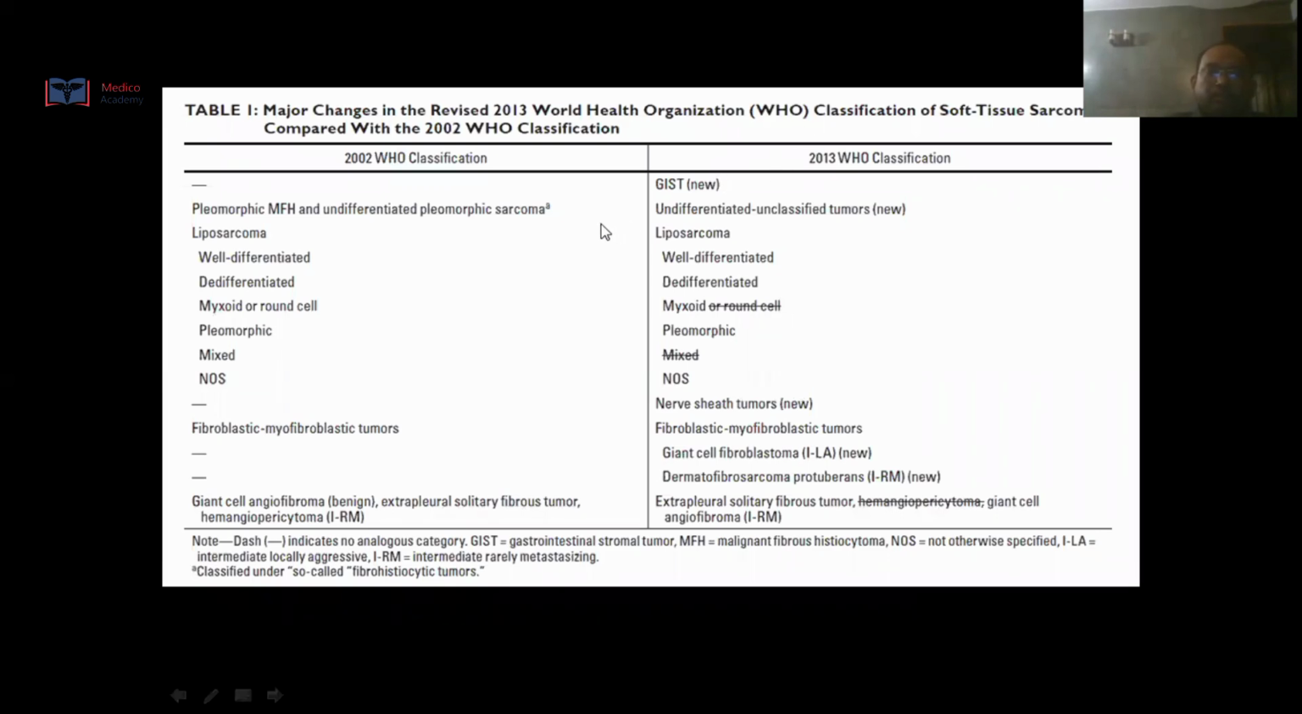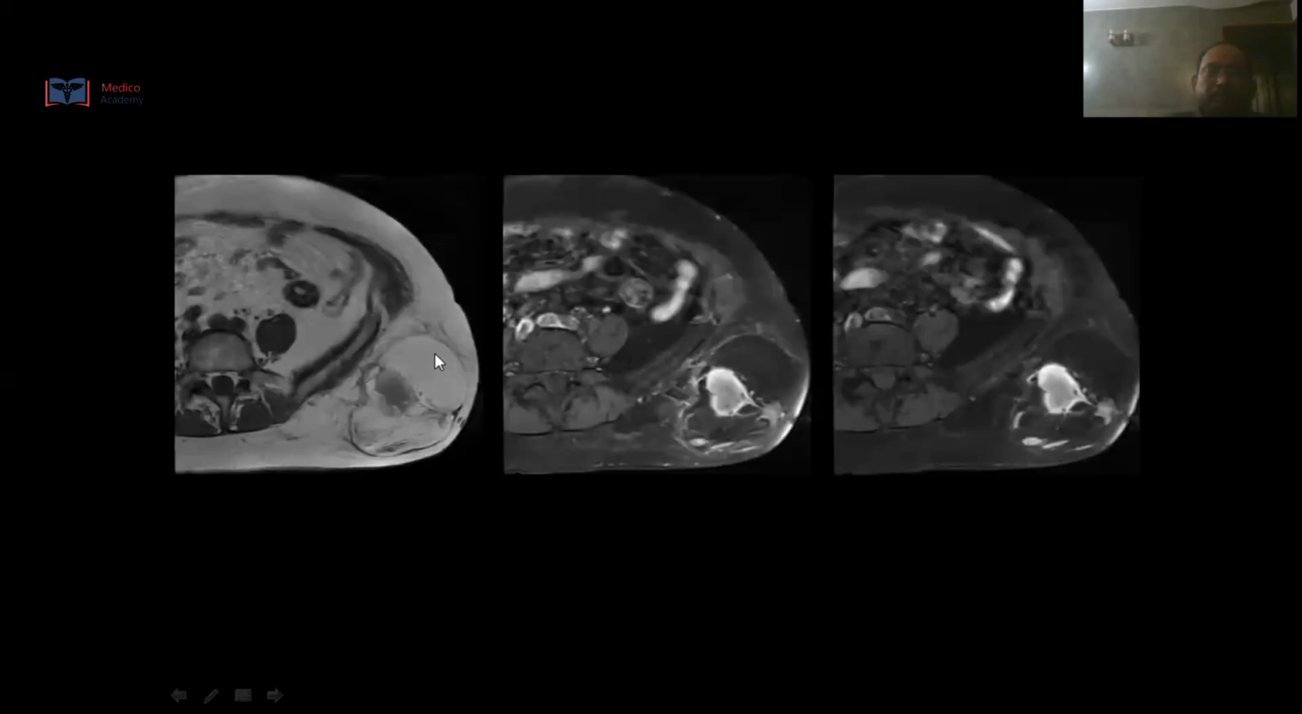There has been a change in the classification of the soft tissue sarcomas in 2013, where they have included some new categories and excluded some previous ones. Pleomorphic malignant fibrous histiocytoma and undifferentiated pleomorphic sarcoma now come under a new category of undifferentiated unclassified tumors. The mixed type and round cell types have been excluded, and there are two new varieties: giant cell fibroblastoma and dermatofibrosarcoma protuberans.